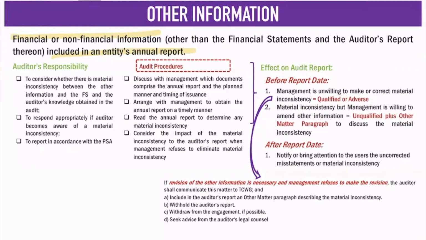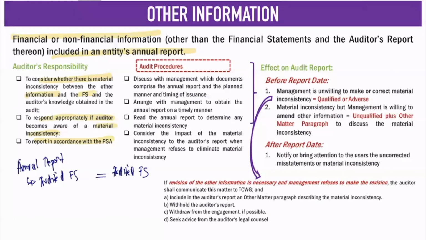So consider whether there is a material inconsistency between the other info and the FS, and then respond appropriately if ever there is a material inconsistency, and report in accordance with the PSA. So here we have an annual report, right? And in the annual report, we include the audited FS. Now, what we look at here is whether the audited FS provided in the annual report is the same as the audited FS that we have provided to the entity.